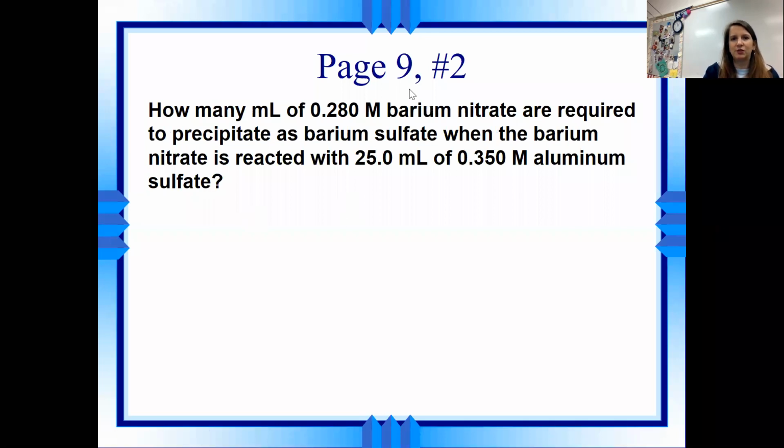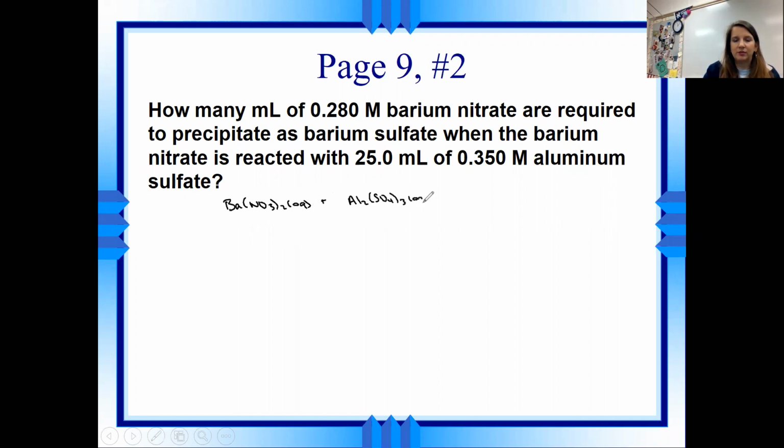So let's take a look at this next question. It's a little bit different here. So how many milliliters of 0.28 molar barium nitrate? So we have barium nitrate as one of our reactants, and that's aqueous, because all nitrates are aqueous, are required to precipitate as barium sulfate, so that's going to be a product, when the barium nitrate is reacted with aluminum sulfate.